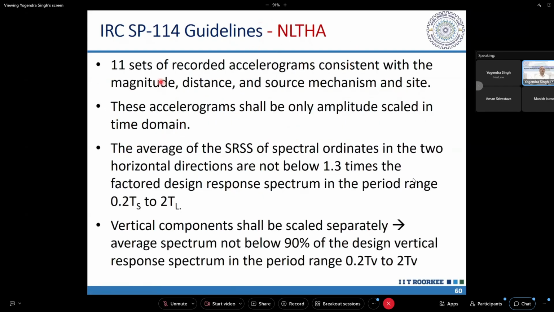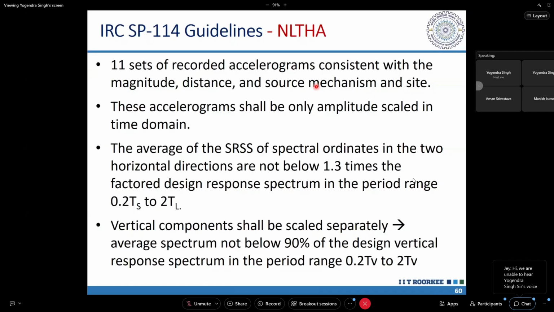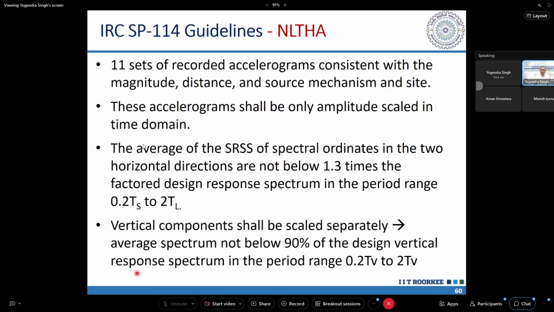Now, in case of nonlinear time history analysis, 11 sets of response spectrum in such a way that I think again you had the problem. Am I right? You could not hear. Yes, sir. This slide I think only. This NLTHA you have heard. Right. You could not hear NLTHA. So I will talk about NLTHA again.